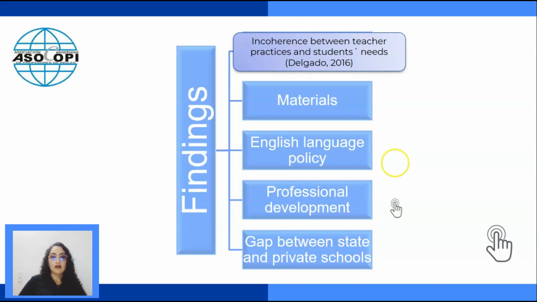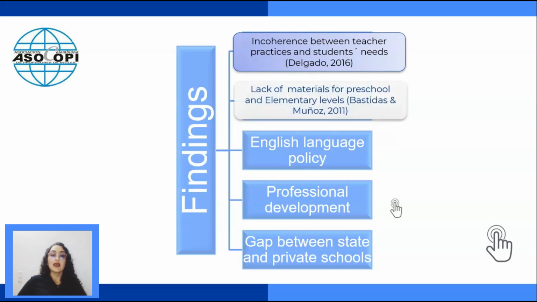Regarding the second category, Cartoon et al. 2011 remarked the fact that good materials may have an important role to play as they can become de facto curriculum. However, according to Bastidas and Munoz 2011, one of the crucial points in the public policy agenda is the lack of materials for preschool and elementary levels.